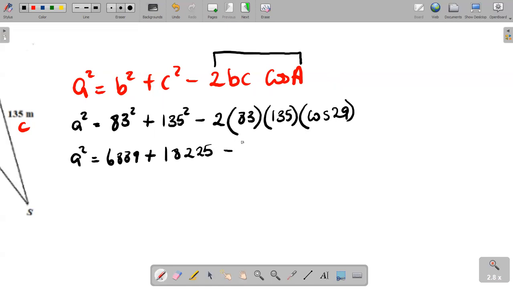Okay. So it's going to be 2 times 83 times 135. What is cos 29? That's a number. What's cos 29? 0.872. Is that true? Or 874? Which one? 874. Okay.